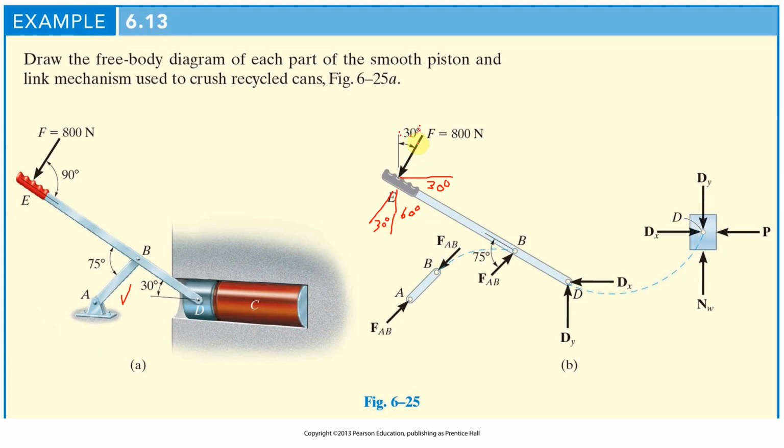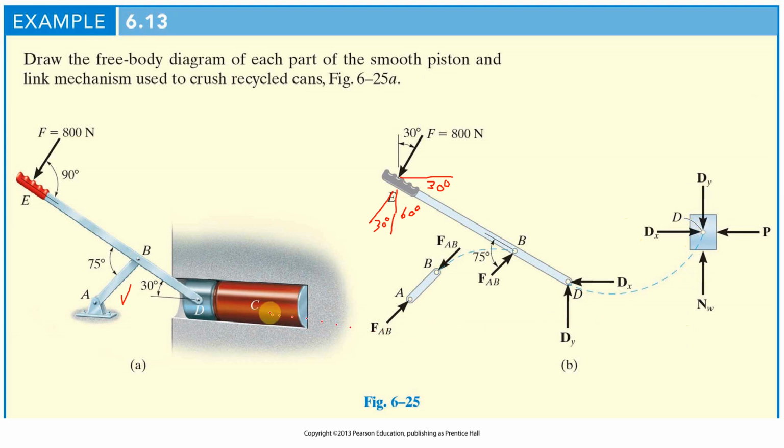So that you're convinced that this is 30 degrees from the vertical, 800 newtons. It's 90 degrees from the beam itself. Two-force member, FAB, FAB. You've identified the two-force member. Here we have the pin D. Here we have P. Here we can get DX. And we can get normal force.